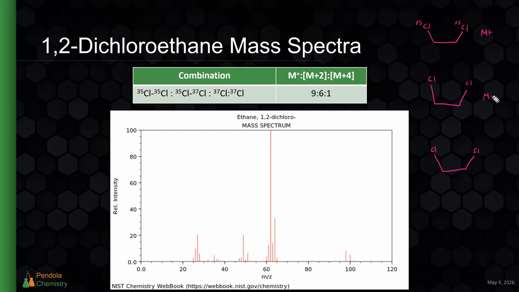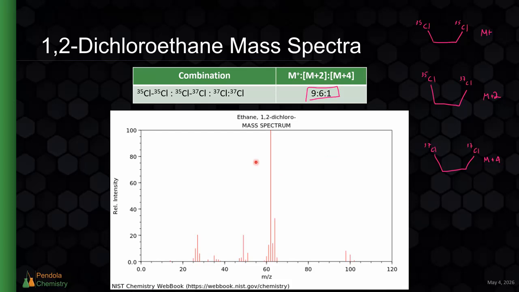The M plus 2 peak is going to be made out of 1 chlorine being 35 and the other chlorine being 37 in the molecule, because it has 2 more neutrons, therefore molar mass is 2 higher. And then the M plus 4 peak will consist of the compound where both of the chlorines are chlorine 37. And these are going to come in a very specific ratio. Whenever we have 2 chlorines, we're going to see a 9-to-6-to-1 ratio between the 3 peaks.